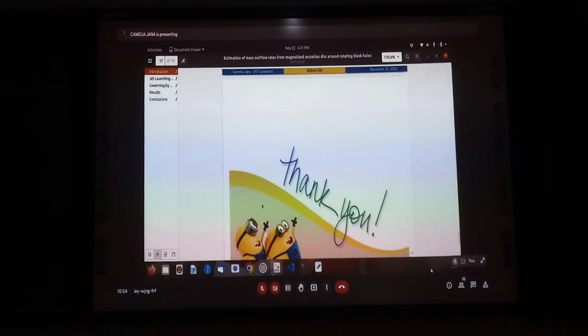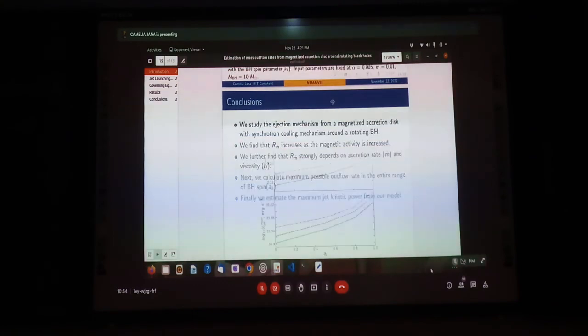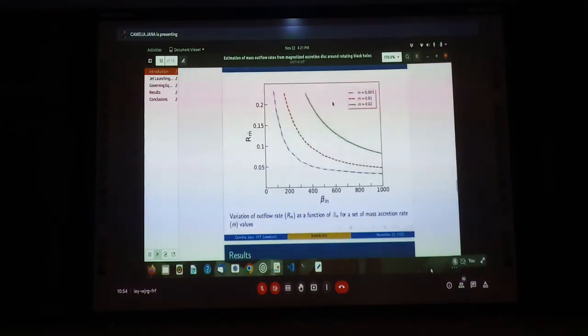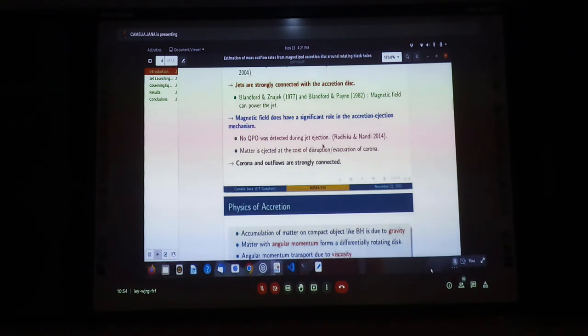Hi, Camelia. I have one question. In the beginning of the slide, you said there was one reference stating that there is no QPO when there is jet ejection. Is that so for all the wavelength ranges you are considering, or only for a small range of the electromagnetic spectrum? Is it true for all the wavelength ranges?